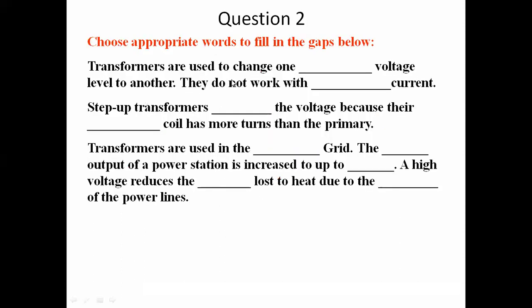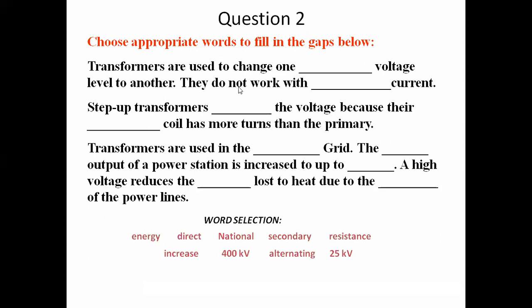The transformers are used to change one alternating voltage level to another. Why do they not work with direct current? So what will come here? Alternating voltage. They don't work with direct current. Step up transformers increase the voltage because their secondary coil has more turns than the primary. The step-up transformer increases the voltage because its secondary coil has more turns than the primary.